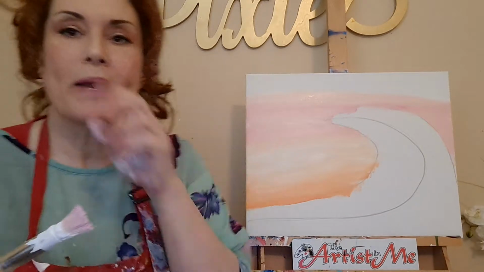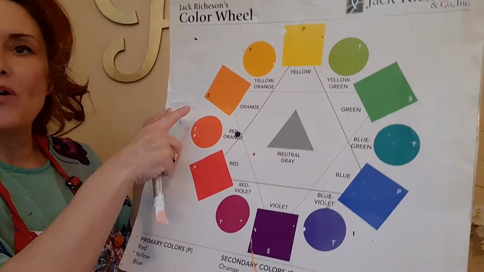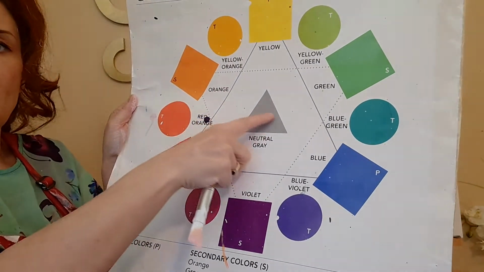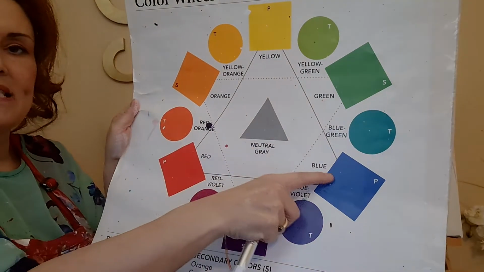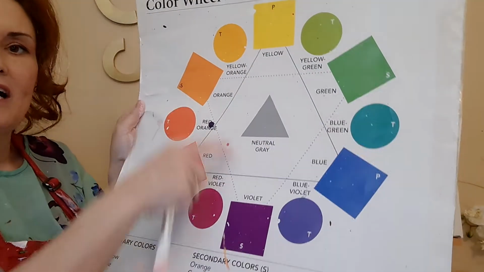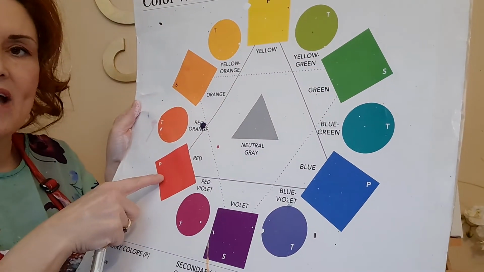I want to clean my paintbrush because I'm worried there's still orange in it. I don't want orange in my blue. So, how come I don't want orange in my blue? What's directly across my orange? Blue and orange are directly across from each other. So if I mix them together, they turn brown.